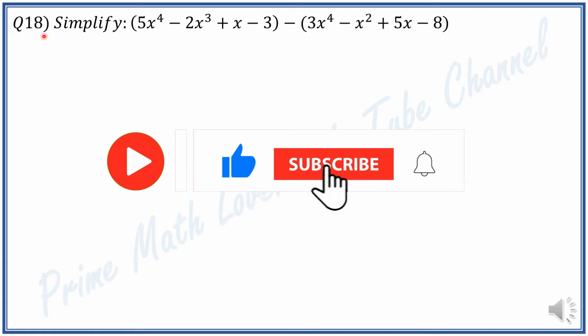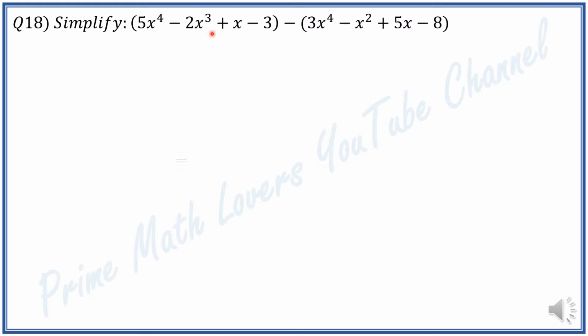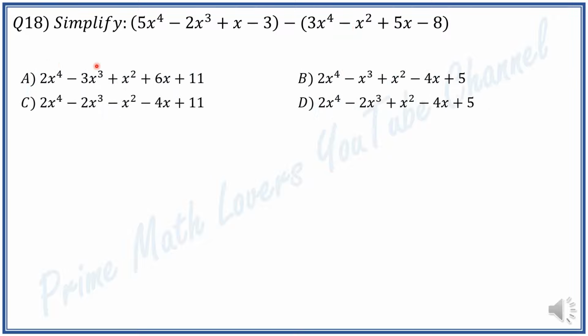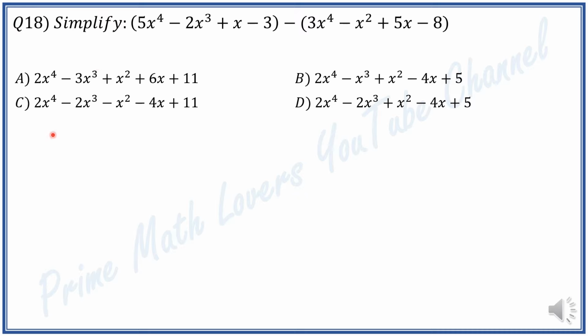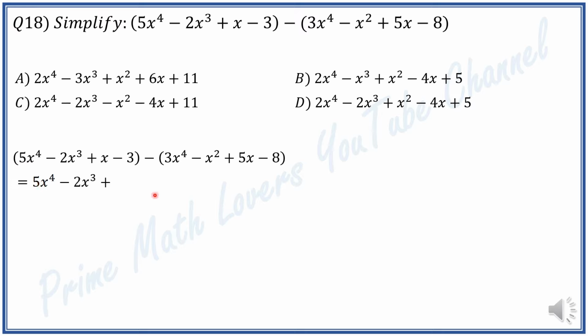Question 18. Simplify 5x to the power of 4 minus 2x cubed plus 4, minus the quantity 3x to the power of 4 minus x squared plus 5x minus 8. And these are the answers. We need to choose one of them. So first we distribute the negative to the second parenthesis. The first one will be the same, and the second one will be minus 3x to the power of 4 plus x squared minus 5x plus 8.